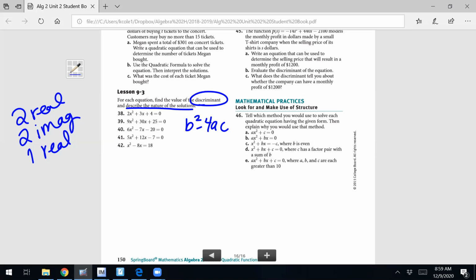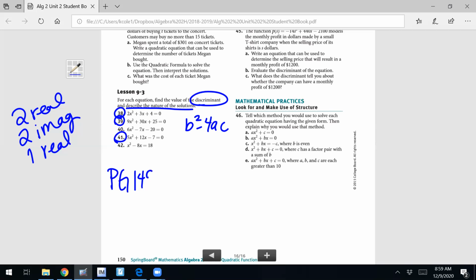Okay, I want you to do 38, 39, and 41. Okay, and so that should give you practice problems to help you get ready for your quiz. So I will write this on here so you can have all of these, page 149 through 150.